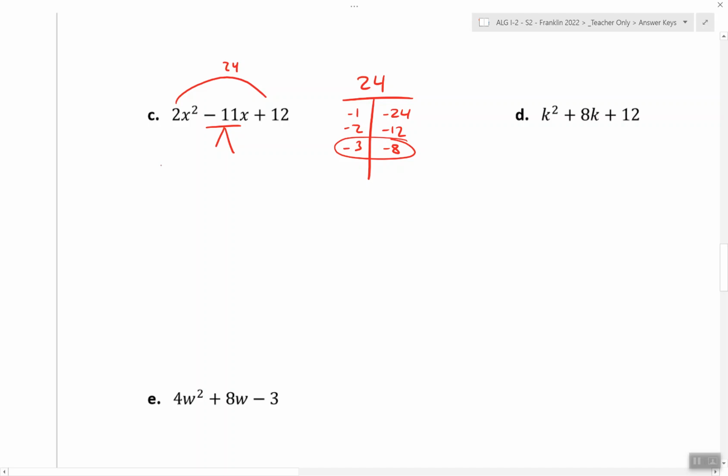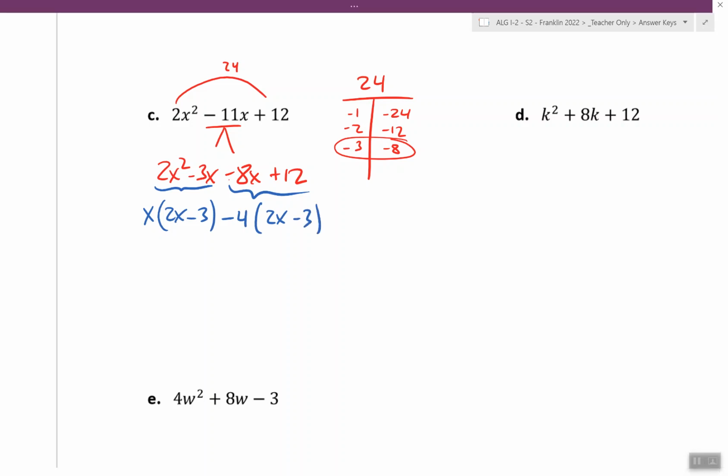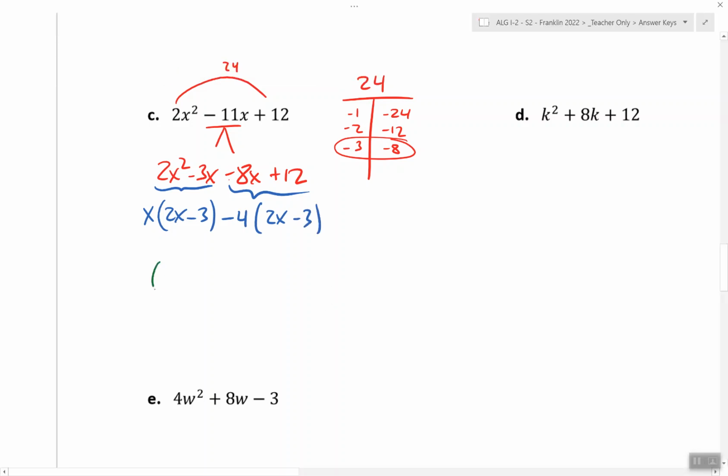So split the negative 11. We've got 2x squared minus 3x minus 8x plus 12. And so we will factor by grouping now. We can take out an x. So that's 2x minus 3 left over. Again, we want them to match up, so we have to take out a negative 4, and that leaves us with positive 2x minus 3 again. So our answer here, 2x minus 3 and x minus 4.